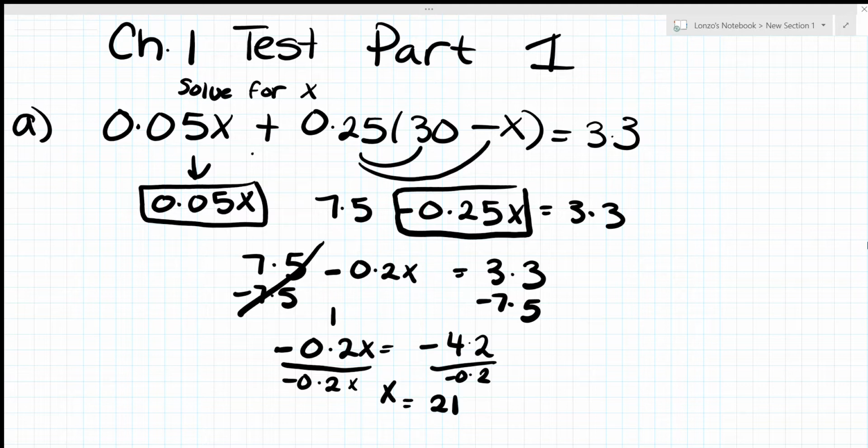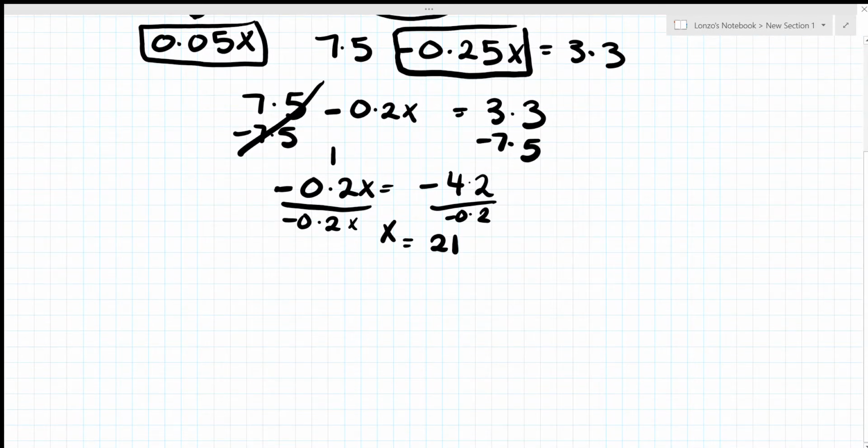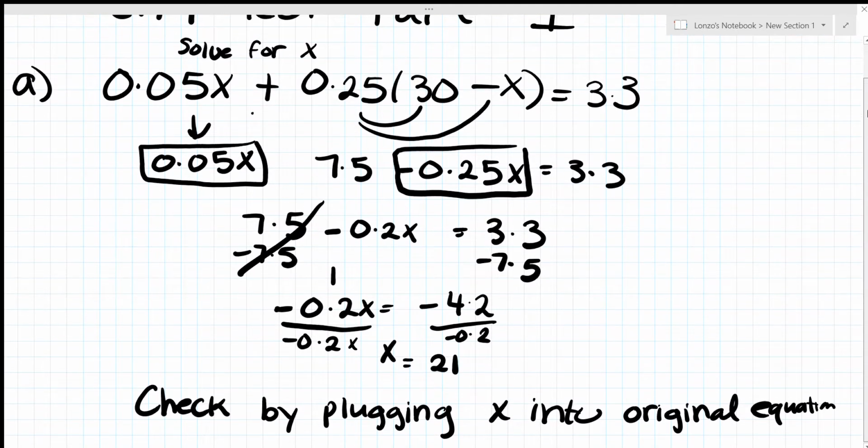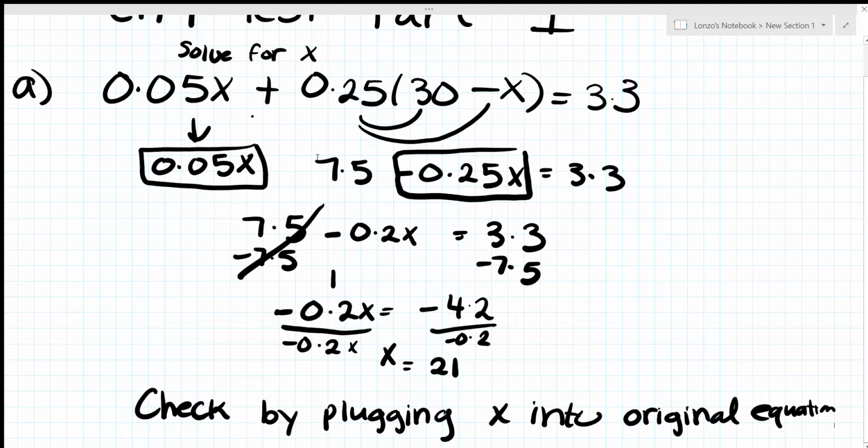Okay, we're not quite done yet, even though it says our value is x equals 21, because there's another step you have to do. You have to check, right? You always got to check if it's true. So check by plugging x into the original equation. Just put it back into the original first equation, right? So here's x. Put it back into this equation right here.